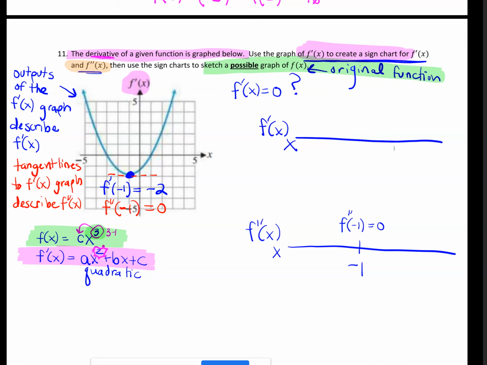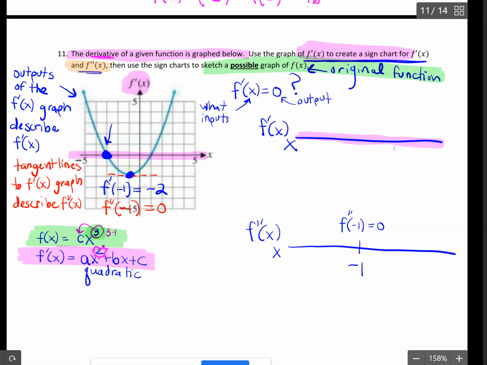So I have my partition numbers. Now, remember, we're still thinking about outputs. Let's just do some test numbers here. Let's test -4. I don't know, maybe 0. 0 is usually easy. Let's test 2. And all I care about are the outputs, positive or negative. That's all I'm caring about. If I put -4 into the derivative, because I'm creating a first derivative sign chart, so I'm going to put -4 into the derivative. Let's go look on the graph and see what that would be.